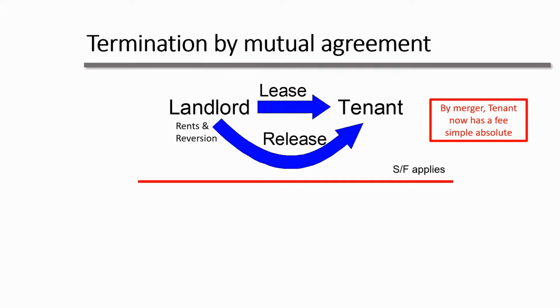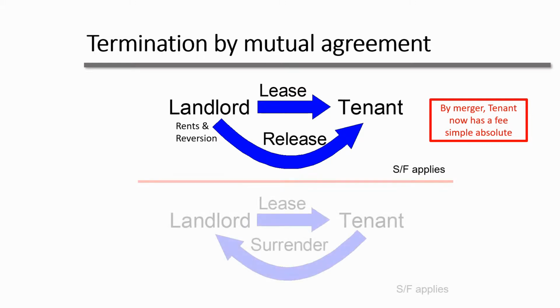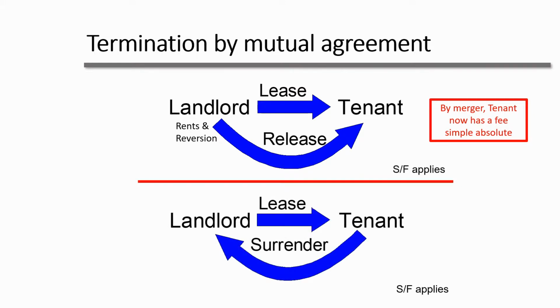Now let's take a look at the way surrender works. Essentially, it's in exactly the opposite direction. So here the landlord has a lease with the tenant, and the tenant transfers the leasehold estate to the landlord. We call that transaction a surrender. And again, by merger, this time the landlord now has a fee simple absolute because the landlord has all of the interests in the land. The rents and reversion interest that the landlord had before, and now the tenant's leasehold interest as well.